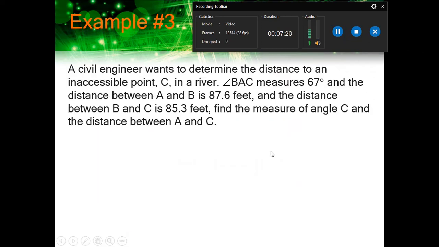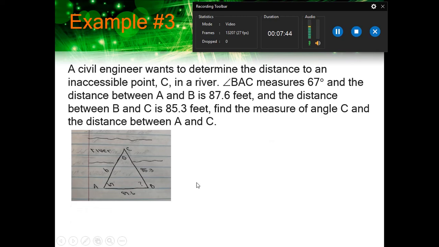For our last example, it says a civil engineer wants to determine the distance to an inaccessible point C in a river. They give me the measure of angle BAC as 67, the distance between A and B is 87.6 feet, and the distance between B and C is 85.3 feet. Find the measure of angle C and the distance between A and C. So I've drawn my model.